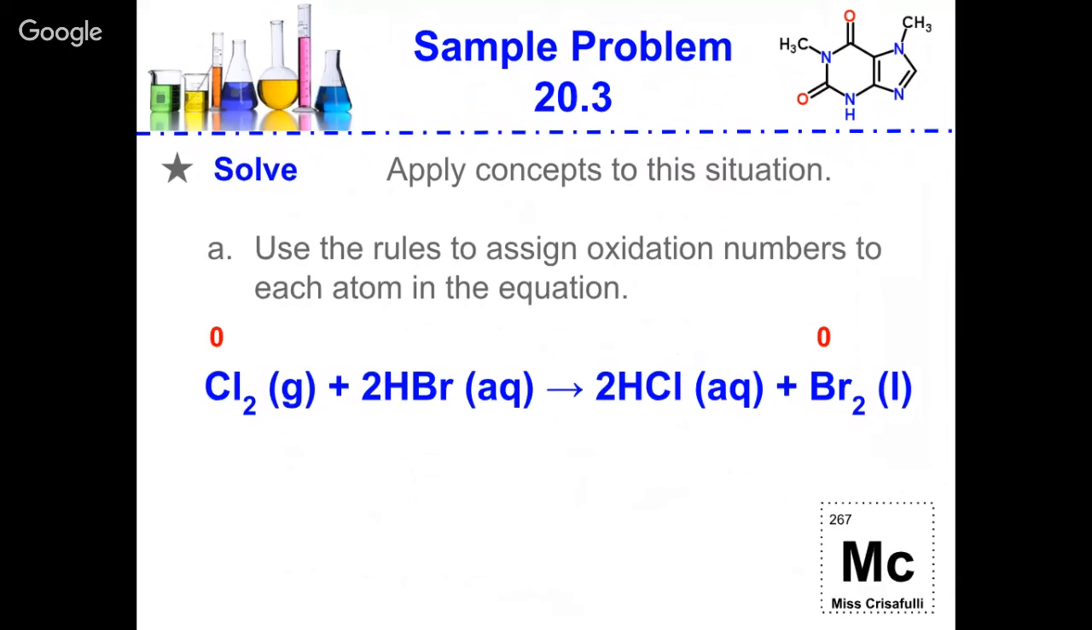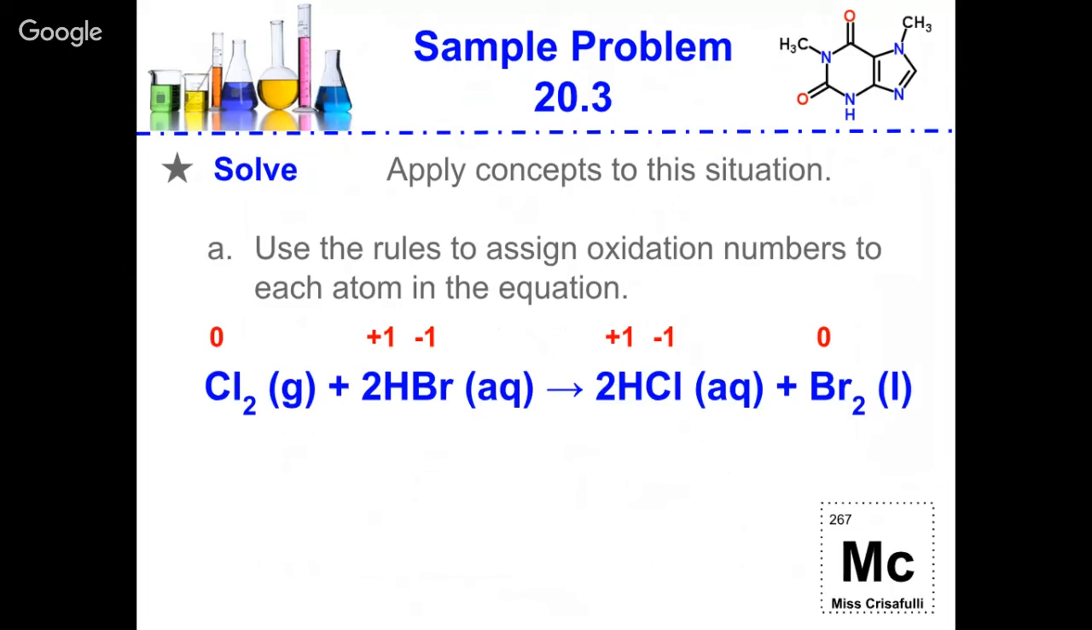Next, we're going to look at the ones that we know. We know that bromine's in group 17, so its oxidation state is -1. That means hydrogen in this case is going to be +1. Chlorine is going to be a -1, and hydrogen is going to be a +1. Now we have to sit back and figure out, did anybody change oxidation states? Did anybody change their charge?